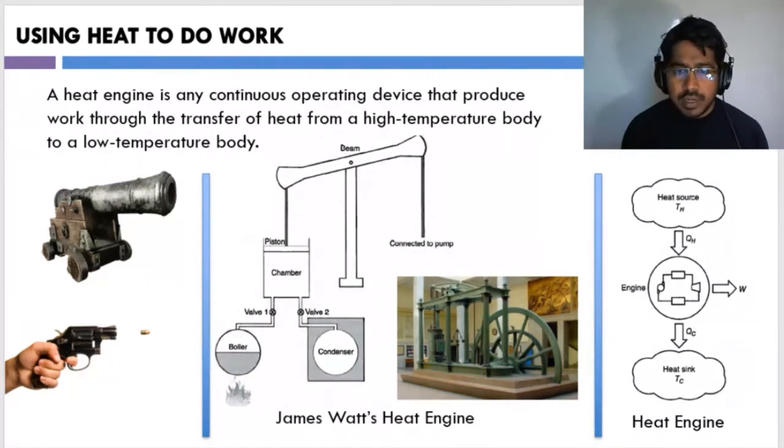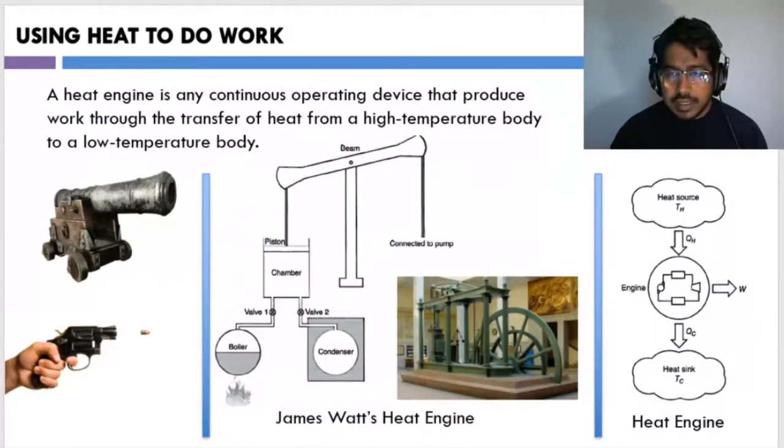It's one of the most efficient ones which were popular during that time. Okay, so we can define a heat engine as any continuously operating device that produces work through the transfer of heat from a high temperature body to a low temperature body. So this is a heat engine, James Watt's heat engine, right? We can generally represent any heat engine using this schematic that you see in your right hand corner.